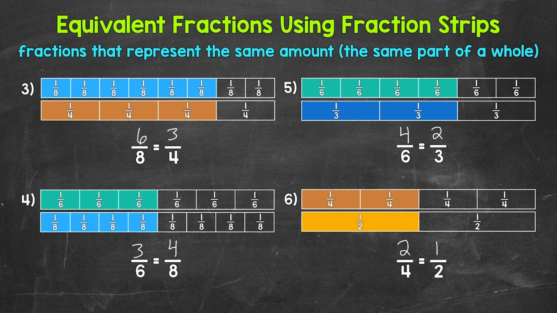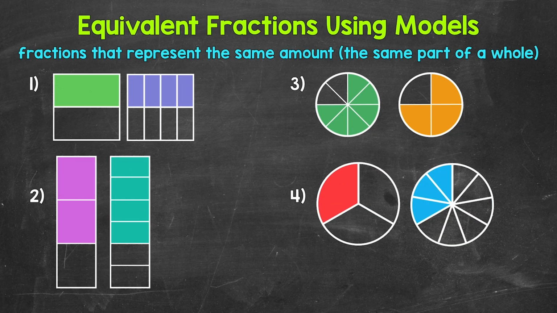Let's move on to models. Here's our section on finding equivalent fractions using models. Let's jump into number 1, where we have 2 squares that are the same size, but each square is divided into a different number of equal parts. Now we can see that the same amount of each square is shaded in. These squares represent equivalent fractions, so let's write these fractions out.